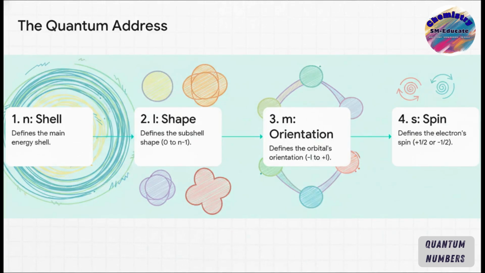So the key takeaway is this complete hierarchical address, right? We start big with N for the main energy shell, then we narrow it down with L for the orbital shape, then we pinpoint the specific orientation with M, and finally, we identify the individual electron with its unique spin, S. It's a perfect system.